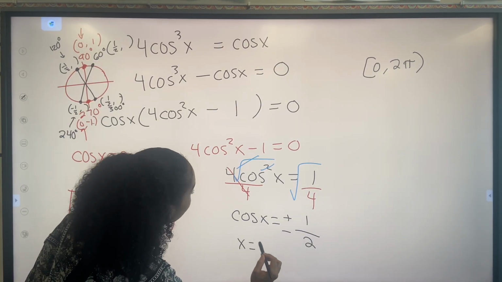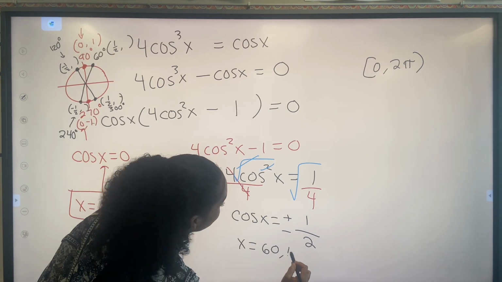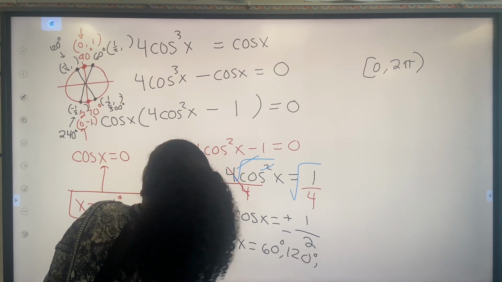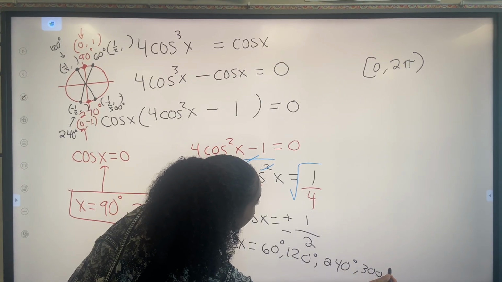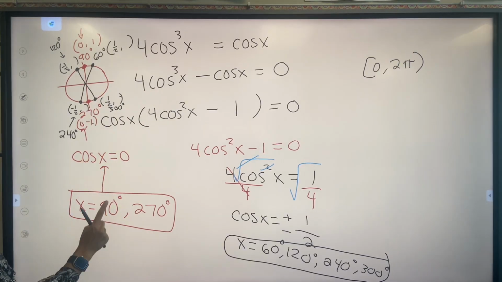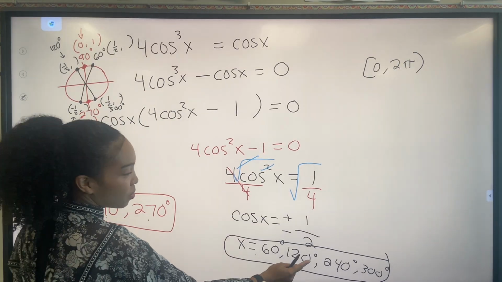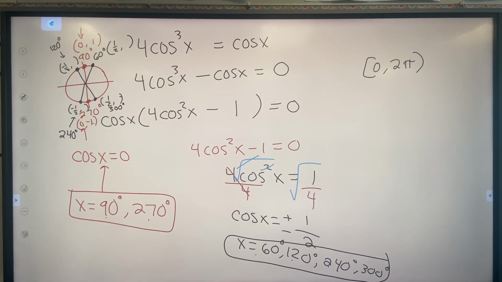So those are my 4 answers. You have 60 degrees, 120 degrees, 240 degrees, and 300 degrees. So you have 6 answers total from this question: 90, 270, 60, 120, 240, and 300 degrees. 6 different angles.